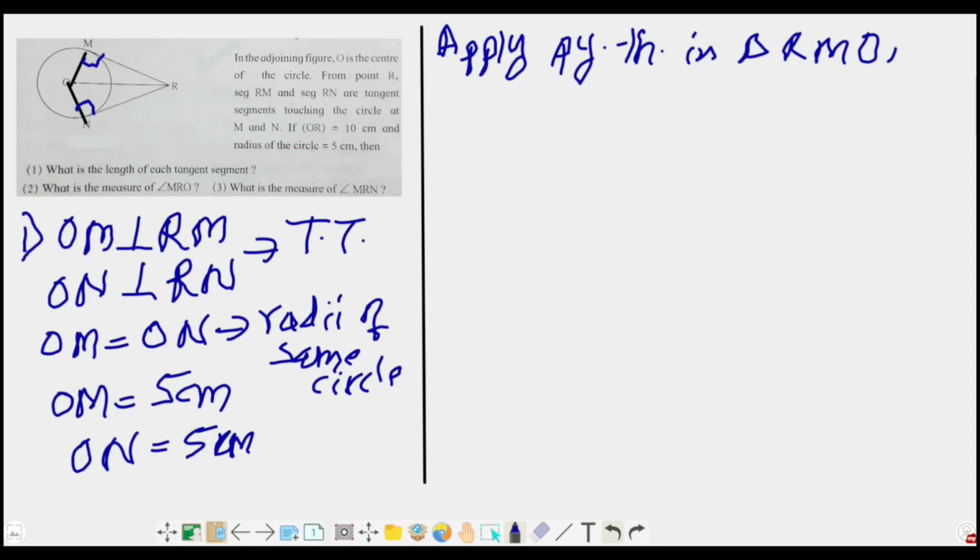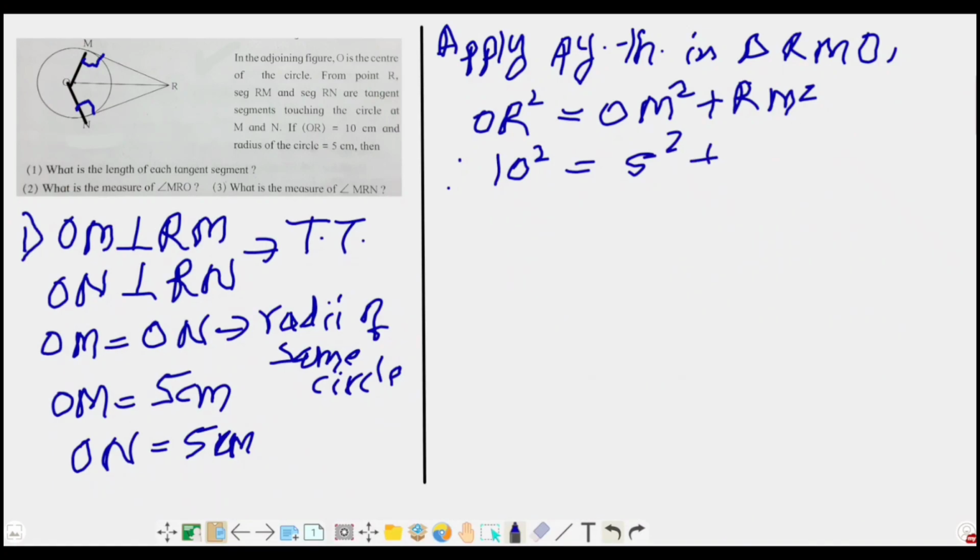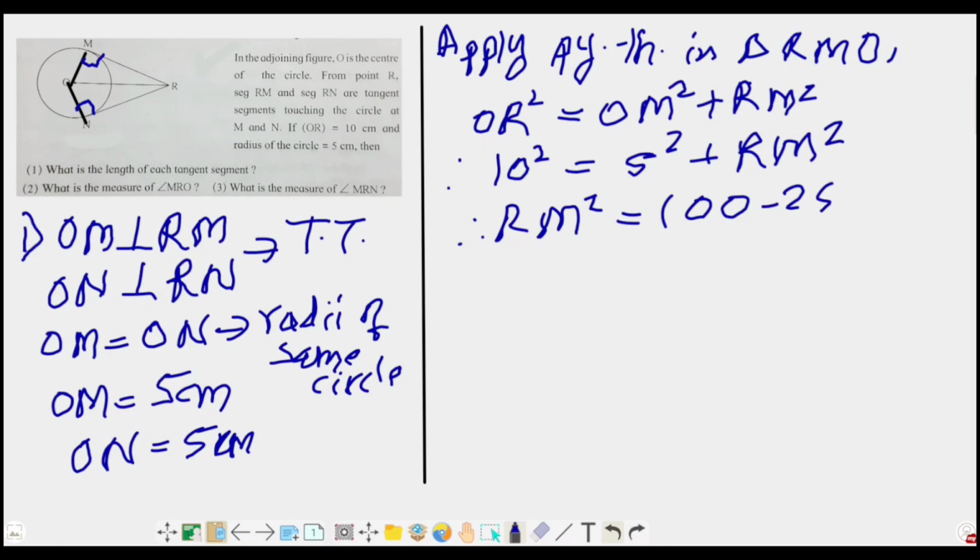So your OR is the hypotenuse. So OR square will be equal to OM square plus RM square. Now OR is given 10. So your 10 square will be equal to 5 square plus RM square. So your RM square will be 10 square is 100, 5 square is 25, so the subtraction will be 75. So your RM will be square root of 75.